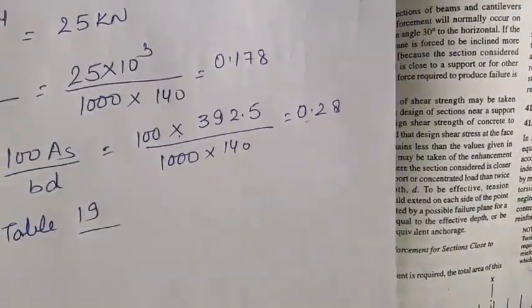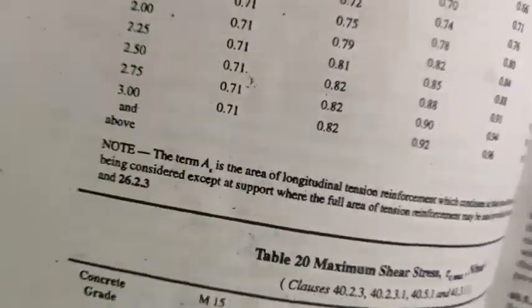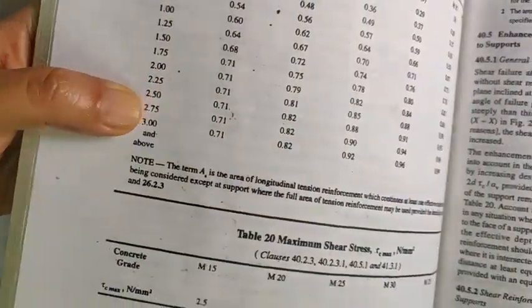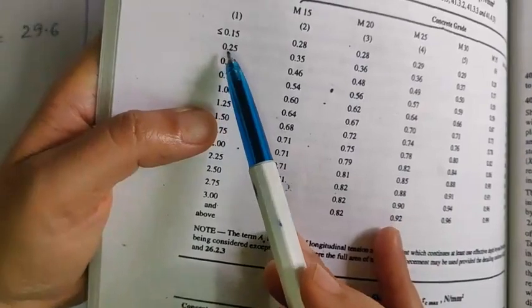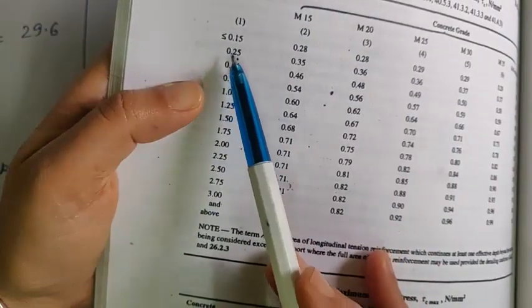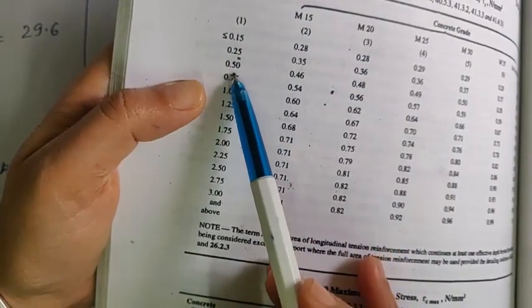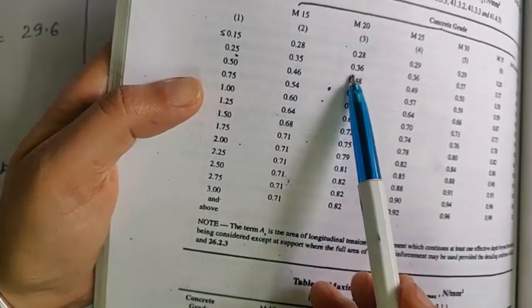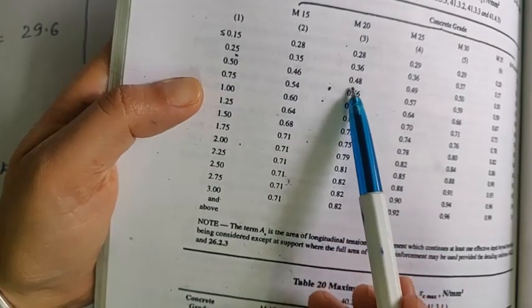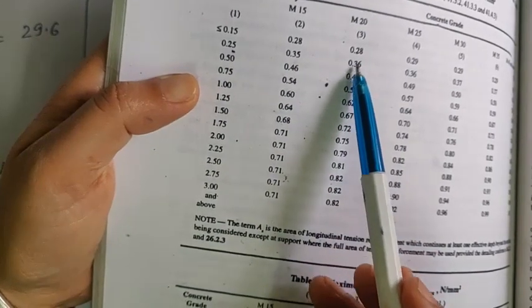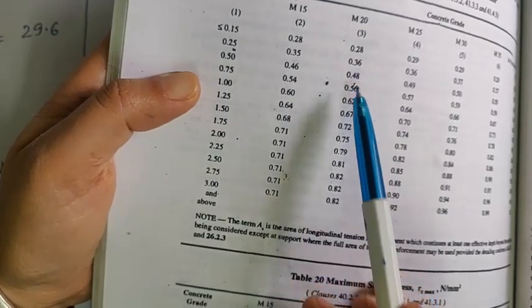Tau C, we see 100 As upon bd is 0.28. Okay. So 0.28 is lying between 0.25 and 0.5. We are using M20, so it will lie between 0.36 and 0.48. So we can get the value by linear interpolation again.